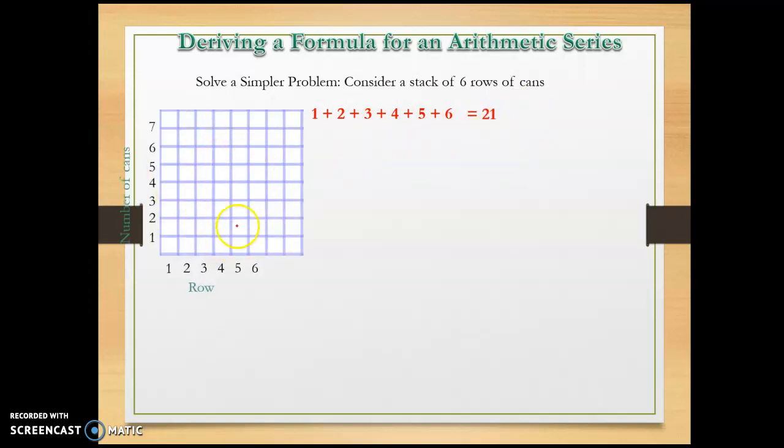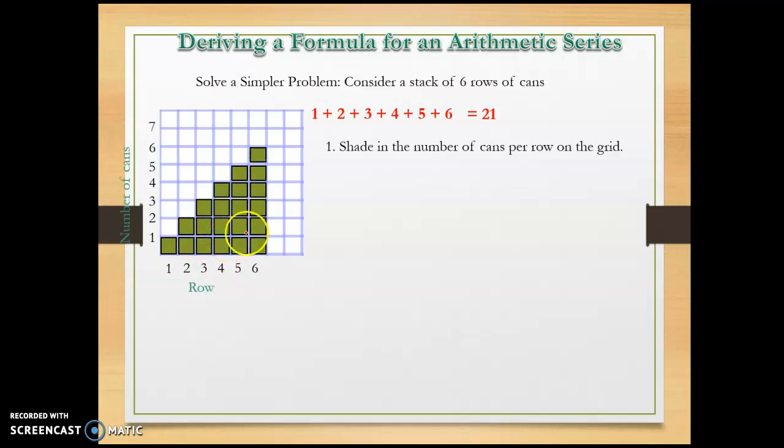Given here is a table. Below are the rows, and then here the number of cans. So if you're going to graph this one here, shade in the number of cans per row. For example, first row there, and then second row, third row, fourth row, fifth row, and sixth row.